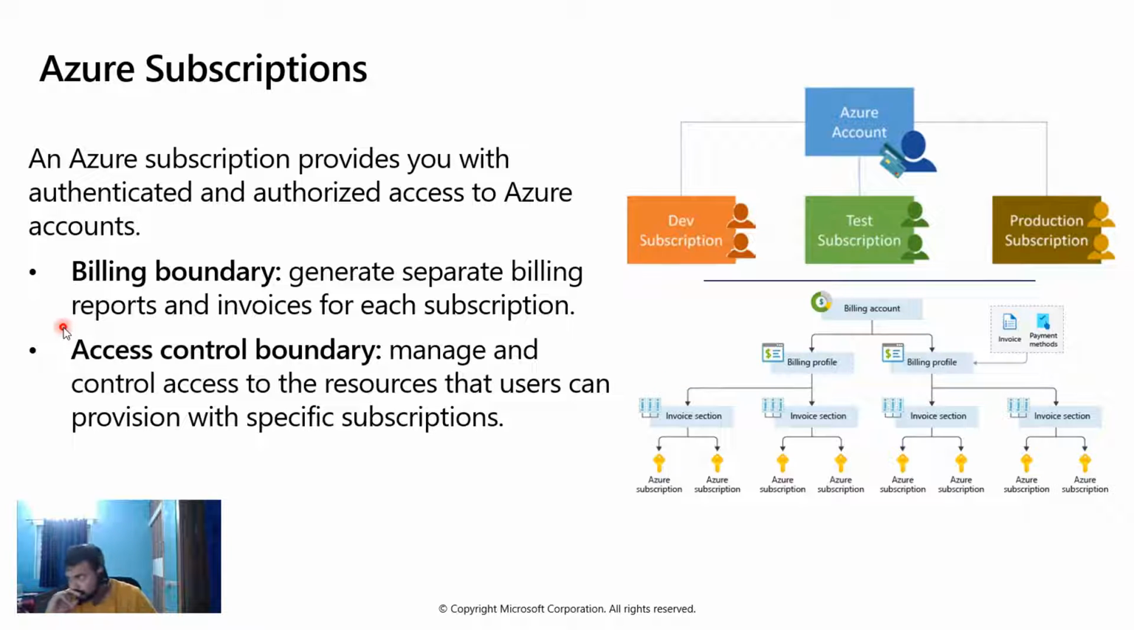If you see here, one Azure account has three subscriptions: dev, test, and production. Again, they have divided it. See here, billing account, profiles, and invoice sections 1, 2, 3, 4, with multiple subscriptions. So they can bill, for example, that dev guys are spending this much and QA guys are spending this much, and something like this.